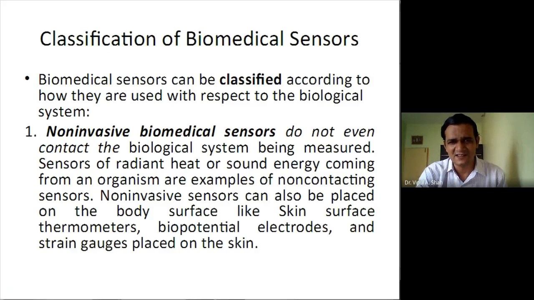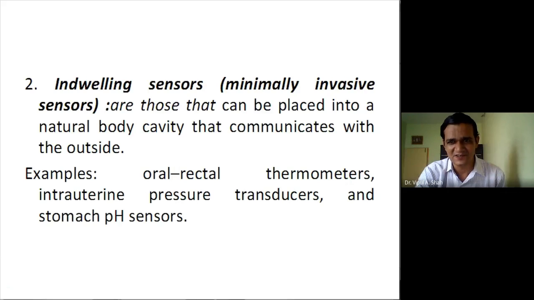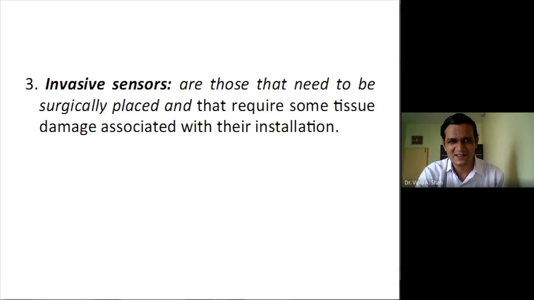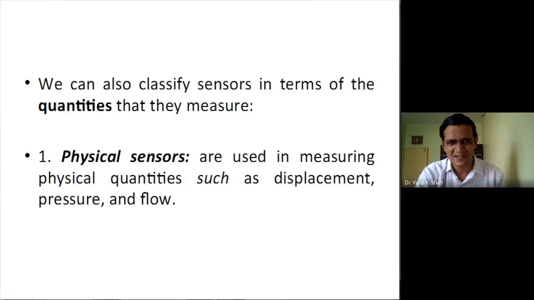You can utilize non-invasive biomedical sensors for the skin surface. You can measure with biopotential electrodes, strain gauges, thermometers, etc., which can be placed there. You can classify the sensors in terms of indwelling sensors also, where oral and rectal thermometers, pressure transducers, and stomach pH sensors can be utilized. Invasive sensors we can utilize for surgical applications, with tissue damage associated with their installation. We can use physical sensors for measurement of physical quantities like displacement, pressure, flow. For example, if I want to measure blood flow, blood volume, blood pressure, I can utilize certain physical sensors as well.